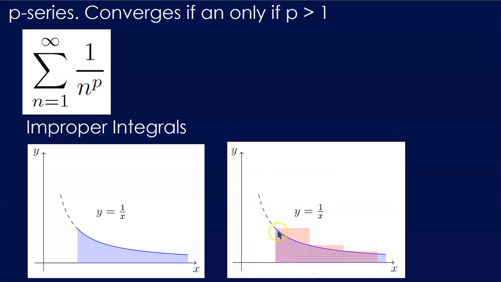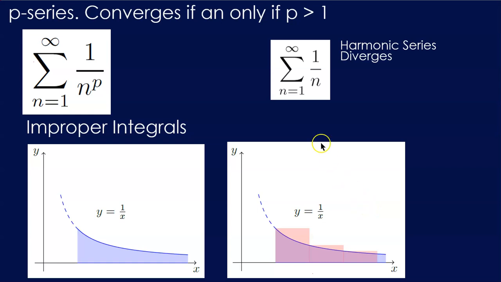If you think about this in terms of boxes, this box is 1, this box is 1/2, this box is 1/3. So this is the same as adding 1 over n as n goes from 1 to infinity. So now we know that the summation as n goes from 1 to infinity diverges. And we call this a harmonic series.